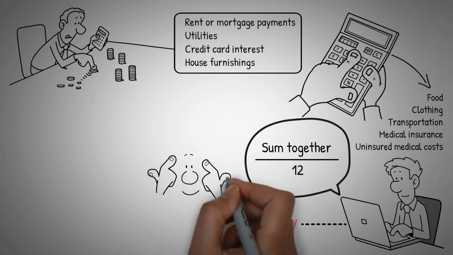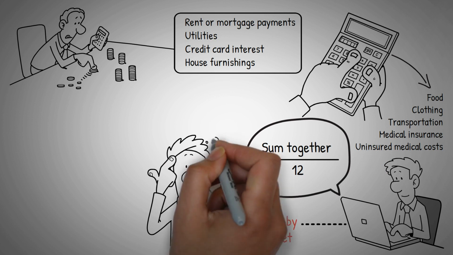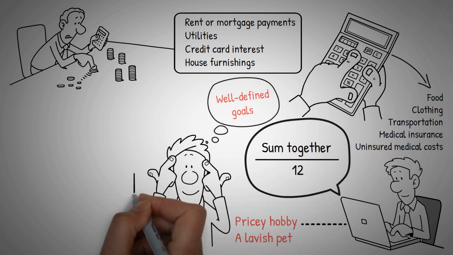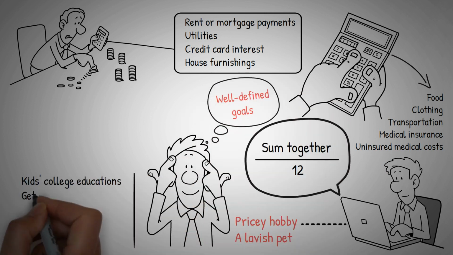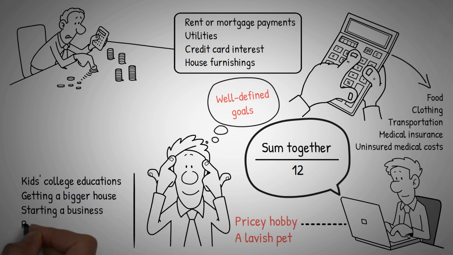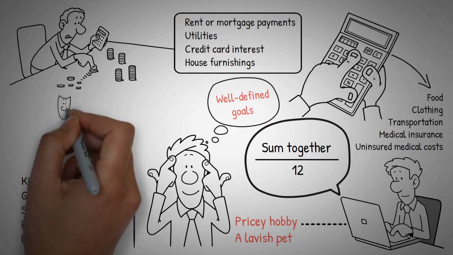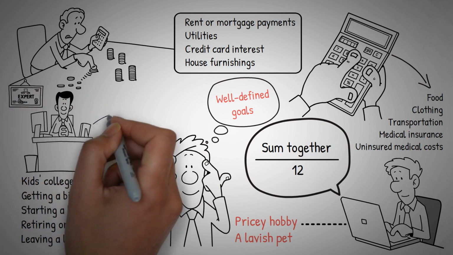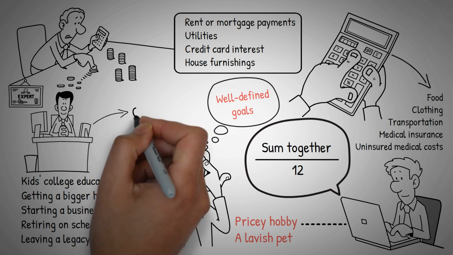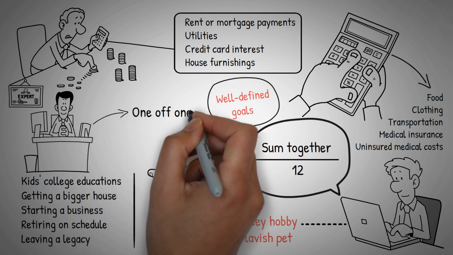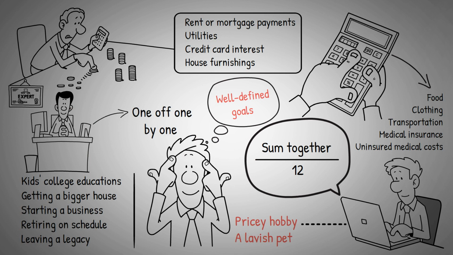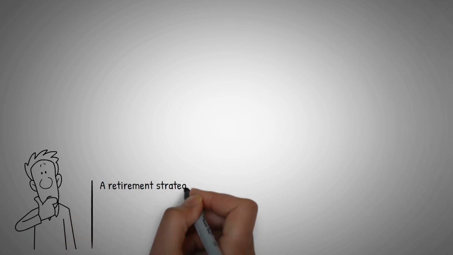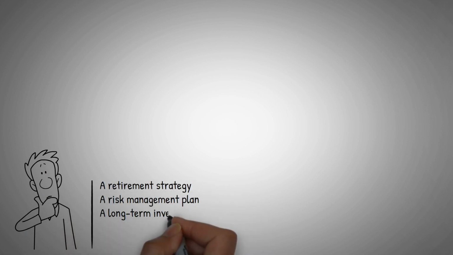Considering your priorities, a person's well-defined goals serve as the foundation of a financial strategy. These could be paying for the kids' college educations, getting a bigger house, starting a business, retiring on schedule, or leaving a legacy. Nobody can instruct you on how to rank these objectives. However, a qualified financial planner might be able to assist you in selecting a thorough saving strategy and certain assets that will enable you to cross each one off one by one. The main elements of a financial plan include a retirement strategy, a risk management plan, a long-term investment plan, a tax reduction strategy, and an estate plan.